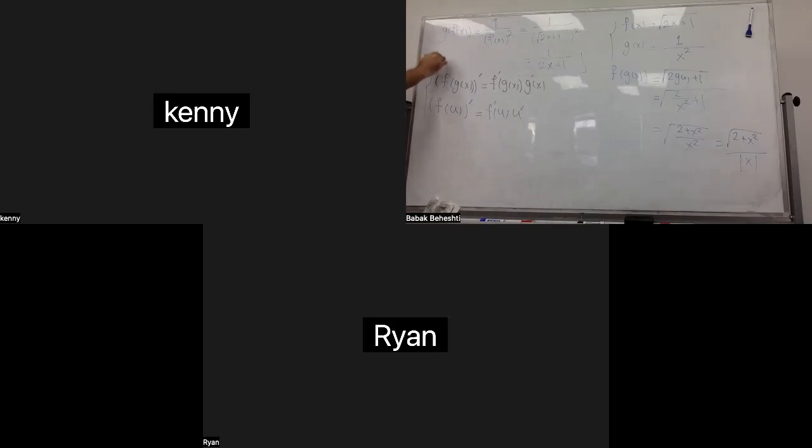So this is called the chain rule for derivatives. The derivative of f of g is f prime of g times g prime. Or in other words, the derivative of f of u is f prime of u times u prime.